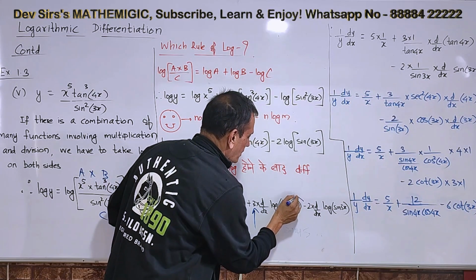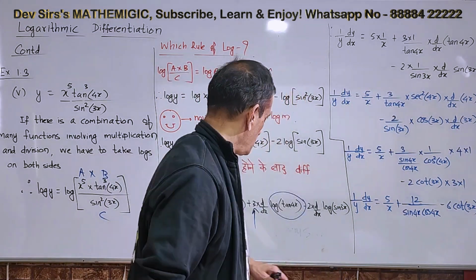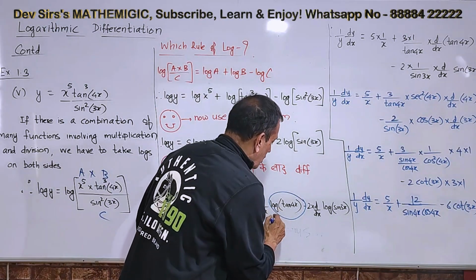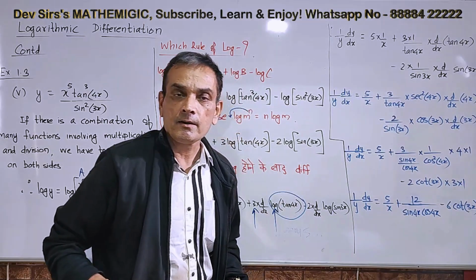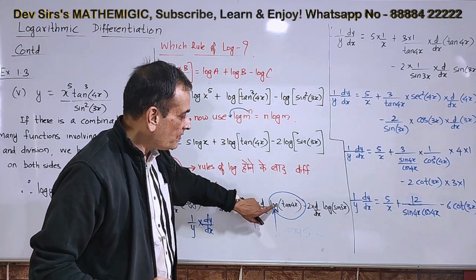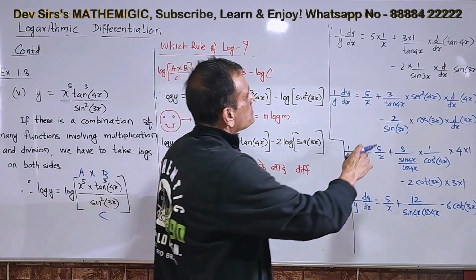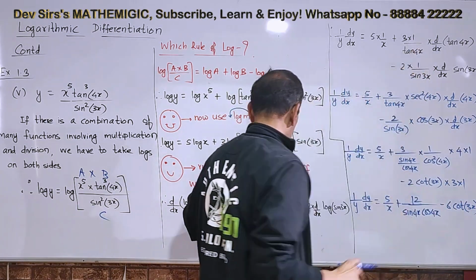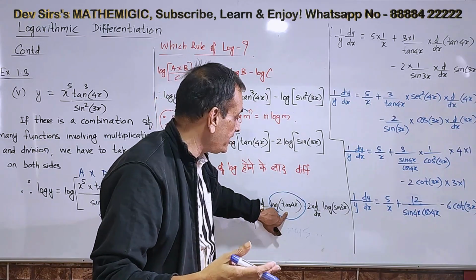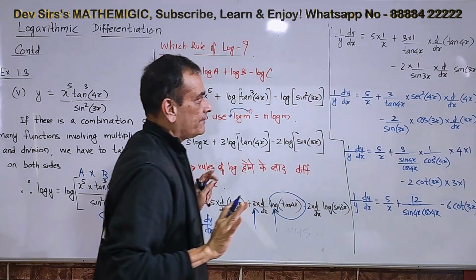d by dx of log of tan 4x. The derivative of log x is 1 upon x. So what is the derivative of log of tan 4x? Chain rule, composite function. Outer function is log. Derivative of log is 1 upon, so 1 upon tan 4x. Whatever is in front, take 1 upon that. And afterwards, don't forget into d by dx of tan 4x also. Clear? Okay.